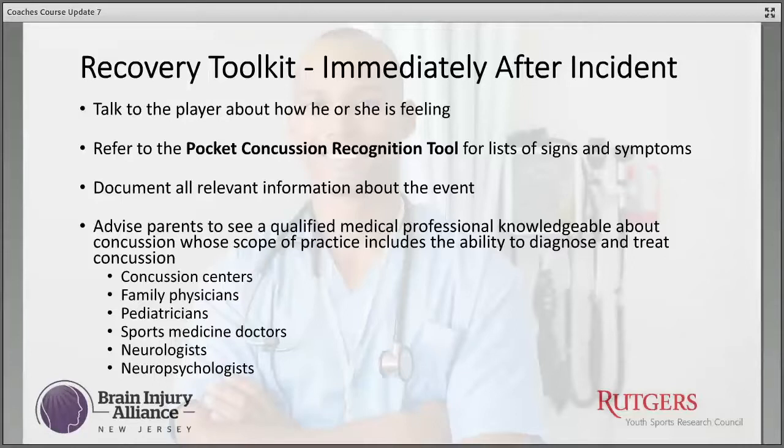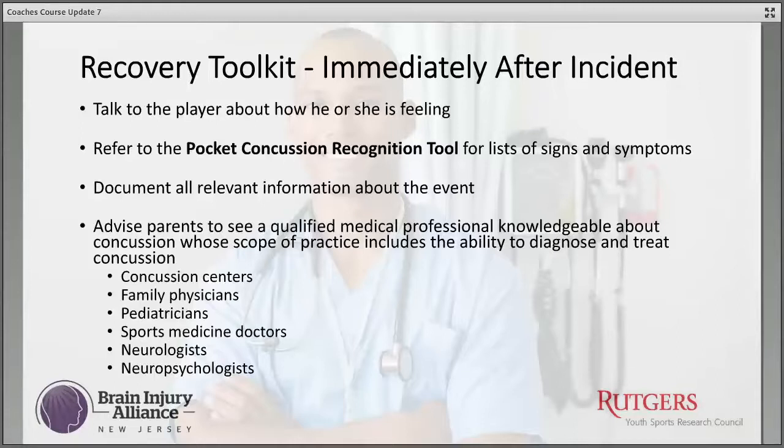Parents may also ask you for advice about where to go to seek medical evaluation and treatment for their child if the child has been sent home with that requirement. Medical professionals trained in the assessment and treatment of concussions can be family physicians, pediatricians, sports medicine doctors, neurologists, and neuropsychologists. These professionals may be found in hospitals, concussion centers, or in private practice.